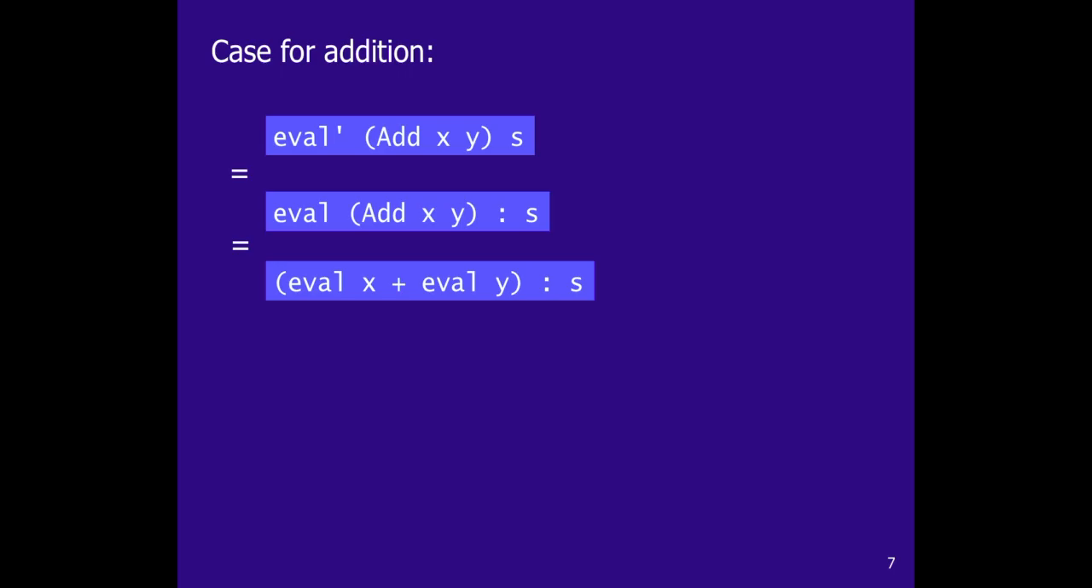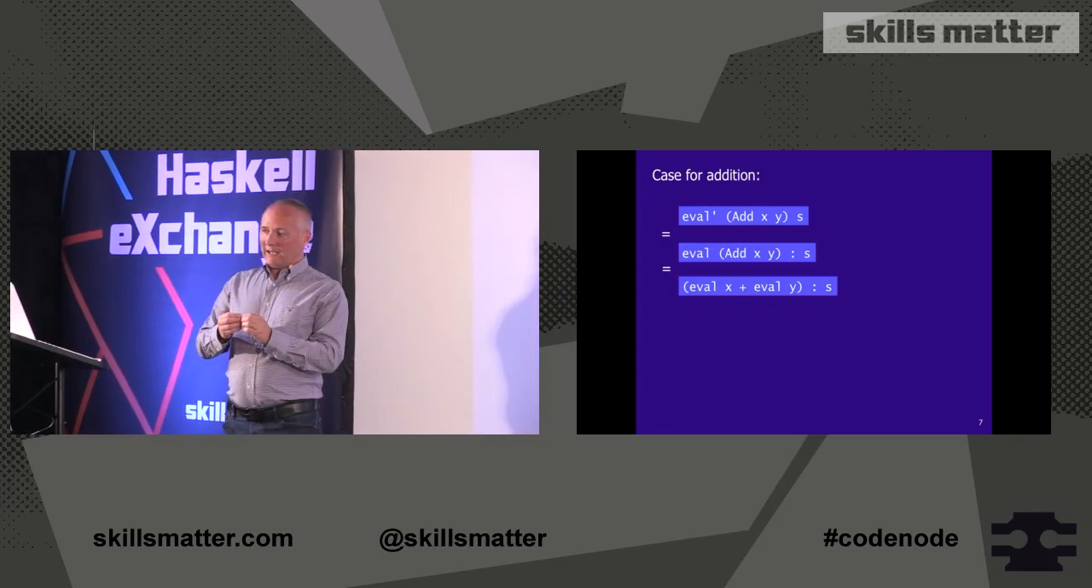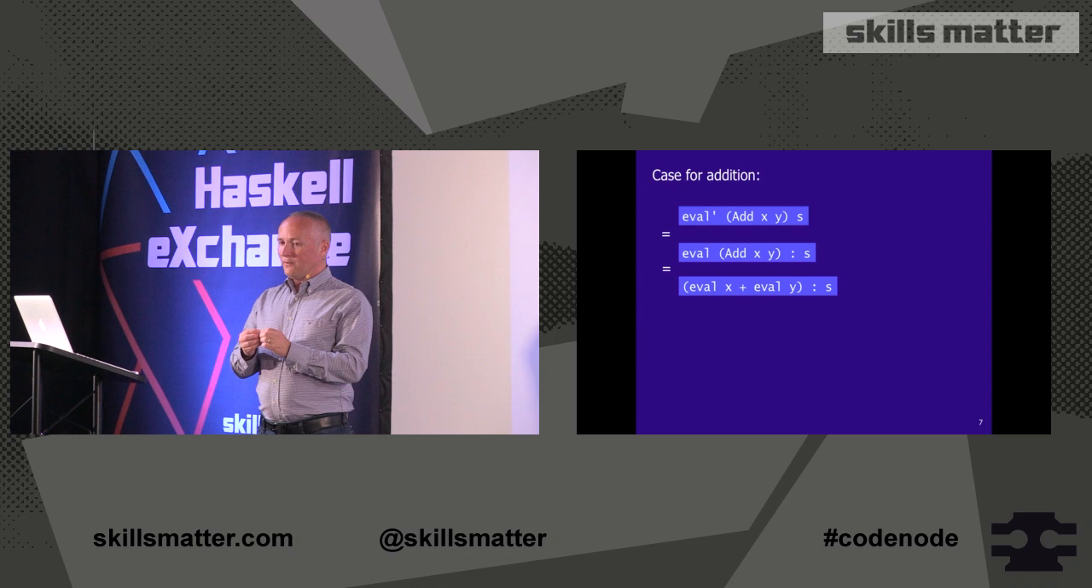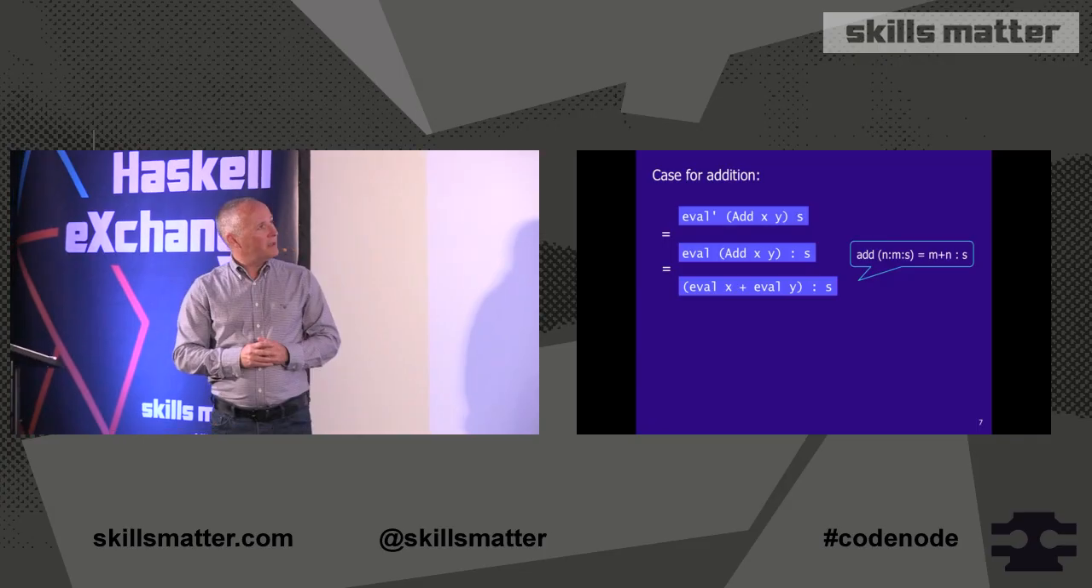But we haven't quite got that at the moment. We've got eval of x plus eval of y sitting on a stack, so we need to tease it apart a little bit. This is the point where we introduce a little helper function to get this thing into the form where we can actually make some progress. We're driven here by the desire to apply the induction hypotheses. So here's a little helper function, which is going to make things possible.